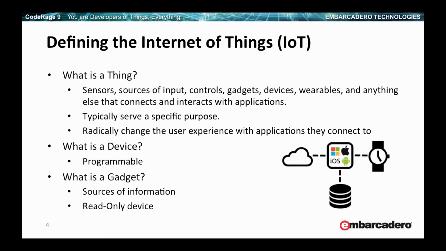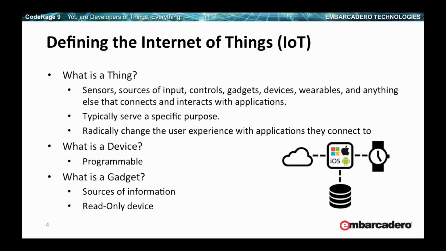So let's take a moment and actually define the Internet of Things and some terms that go along with it. First of all, what is a thing? Well, things are sensors, sources of input, controls, gadgets, devices, wearables, and pretty much everything else that connects and interacts with applications. Things typically serve a specific purpose and can radically change the user experience with applications with which they connect.